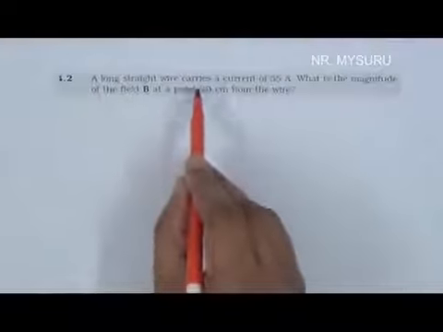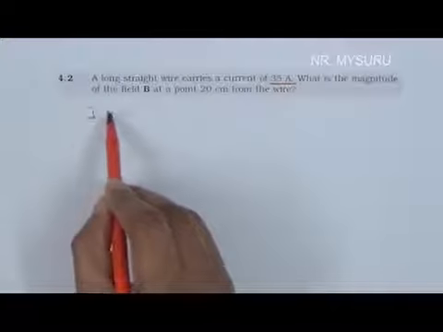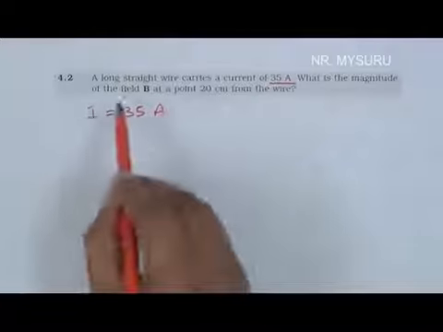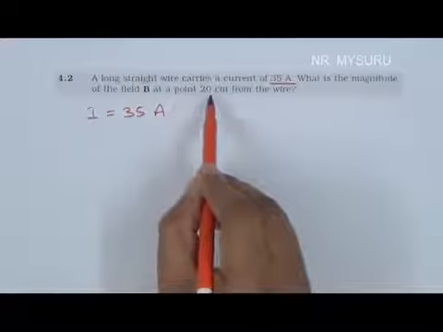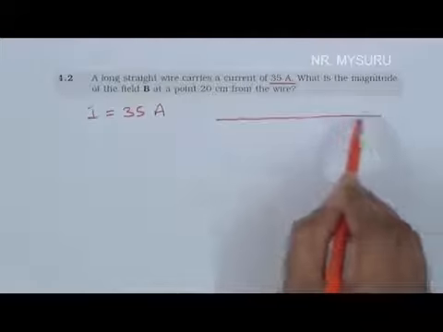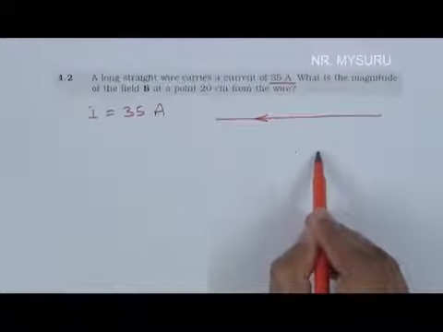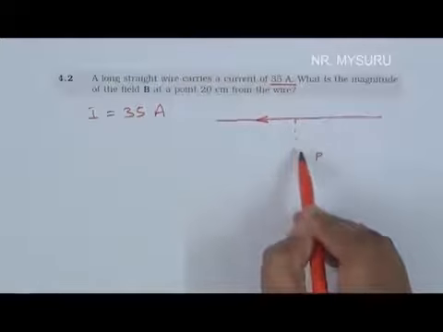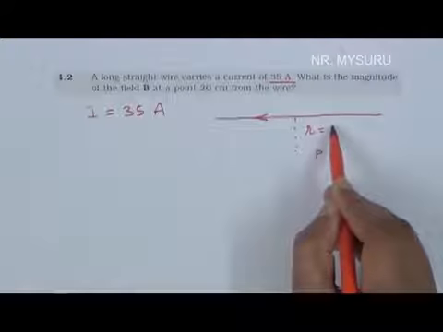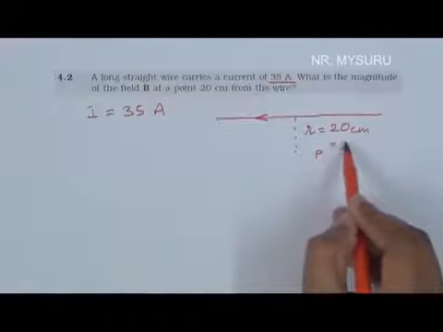A long straight wire carries a current of 35 ampere. What is the magnitude of the magnetic field at a point 20 centimeter from the wire? Let this be a straight wire carrying current. This is a point P at a distance 20 centimeter, R equal to 20 centimeter, which is 0.2 meter.